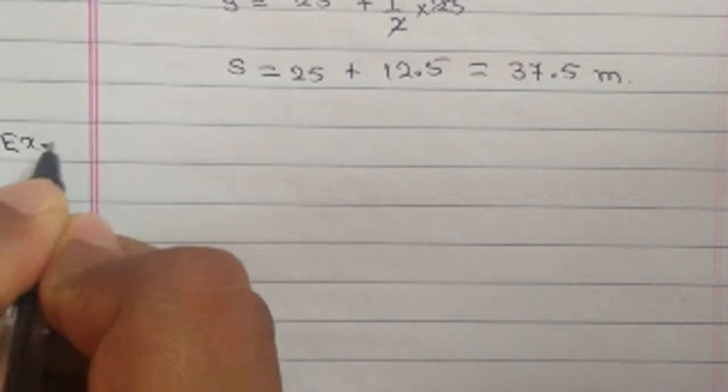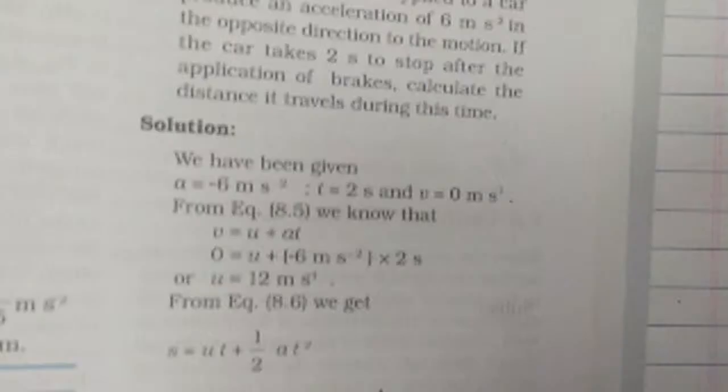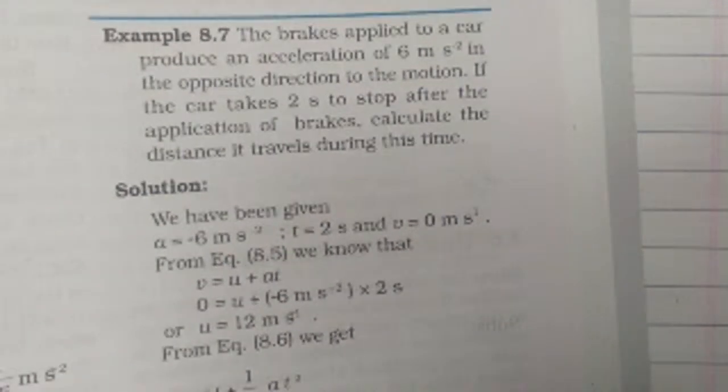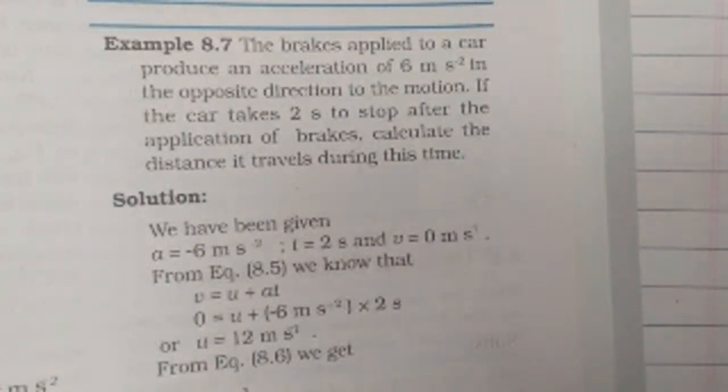Example 7. We just read the question with the help of a textbook. In this example, it is given that brakes are applied to a car. So brakes are applied, that means the acceleration is in the negative direction. Brakes applied to a car produce an acceleration of 6 meter per second square. Directly they give the acceleration without giving the velocity. It is 6 meter per second square.